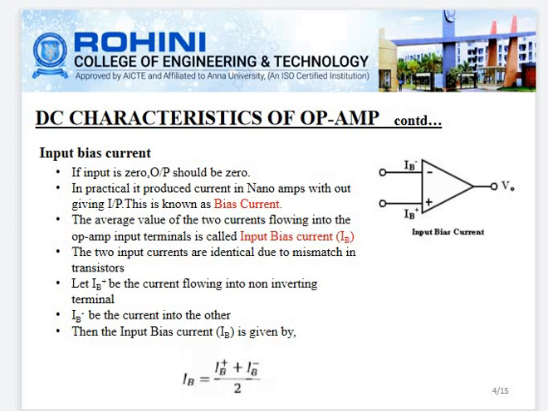Input bias current. If the input is 0, output should be 0. In practice, it produces a current in nanoamps without giving input. This is known as bias current. The average value of the two currents flowing into the op-amp input terminal is called the input bias current IB. The two input currents are not identical due to mismatch in transistor. Let IB plus be the current flowing into the non-inverting terminal and IB minus be the current into the other terminal. Then the input bias current IB is given by (IB plus + IB minus) by 2.